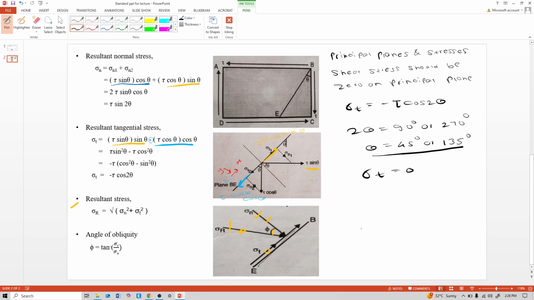carry no shear stress, and hence they are principal planes. Shear stress should be 0 on a principal plane. When theta is equal to 45 degree or 135 degree, tangential stress is equal to 0.